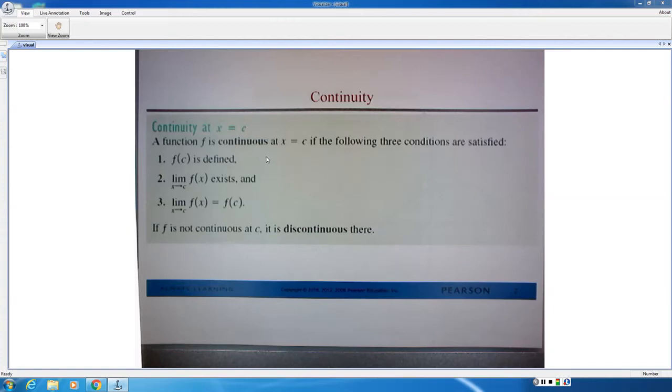If you try to plug in f of C and it causes you to divide by 0, it fails the first test because f of C doesn't exist. If you plug in whatever number C is into the function and it causes you to take the square root of a negative number, well, then f of C doesn't exist. It's not real. And therefore, step 1 will fail. If step 1 fails, you don't go on to step 2 and step 3. The first time you fail, you're done. You're not continuous. It doesn't matter if it's discontinuous at one single point, then the function's not continuous. Period.